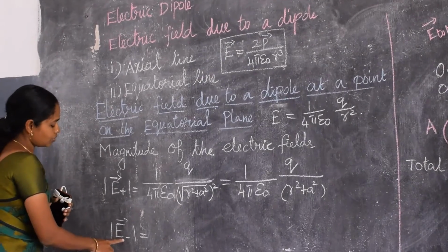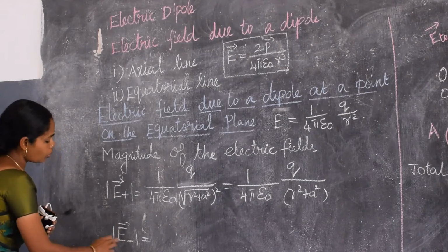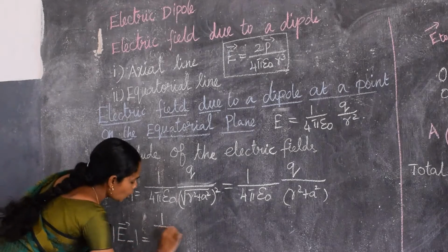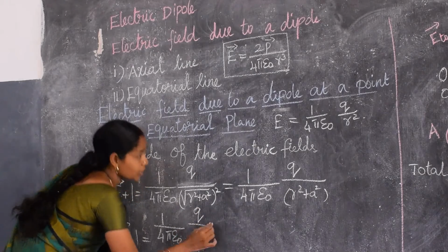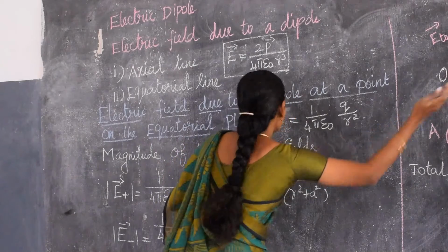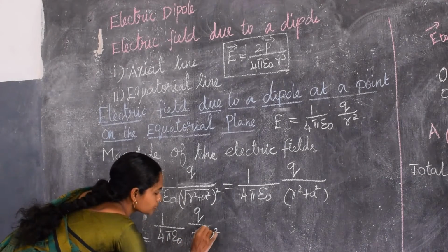And we write the magnitude of the electric field due to the negative charge. Mod of E vector minus is equal to 1 by 4 pi epsilon naught q divided by the distance, which will be the same here. So I write r squared plus a squared only.